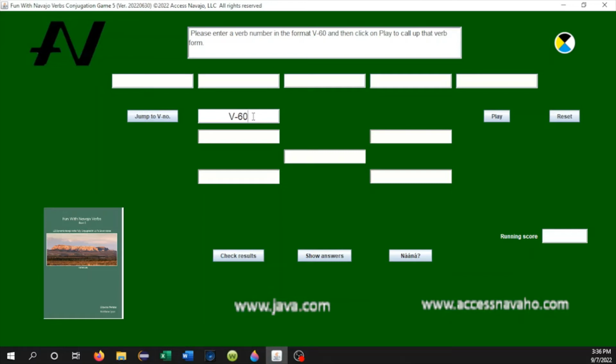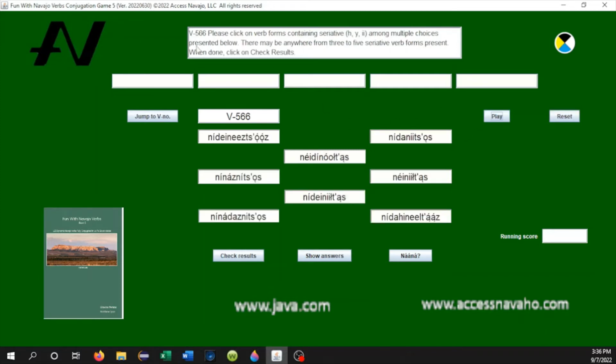Okay, so let's say we wanted to go to verb 566, which is, by the way, a very interesting verb. We put that number in there and then we click play. And then look up here, 566, there we are. Now this verb is extremely interesting because it's one of the few verbs where you have all the conditions you need for the seriative forms to actually disappear while retaining the meaning of a seriative. Anyway, let's go through now and practice on this specific verb.